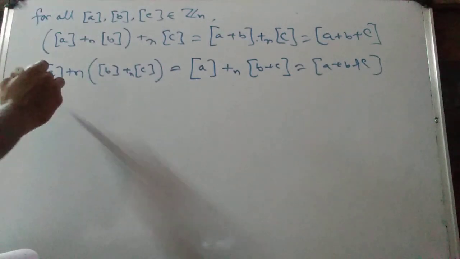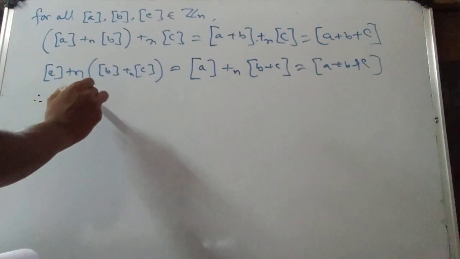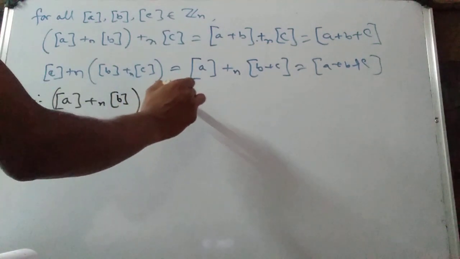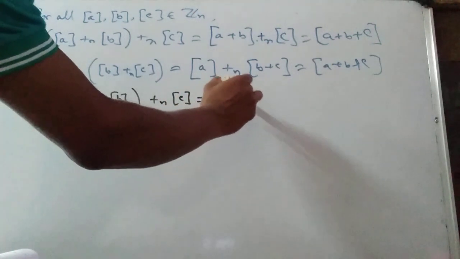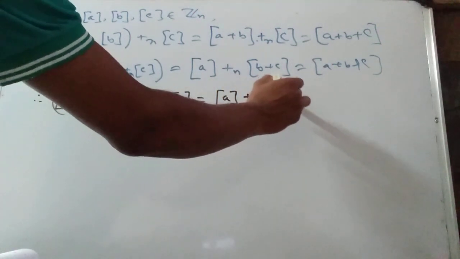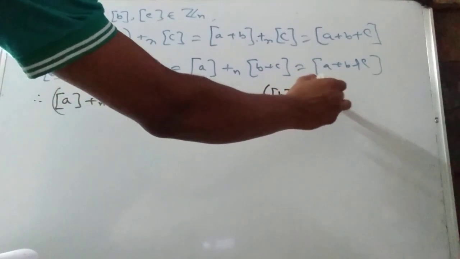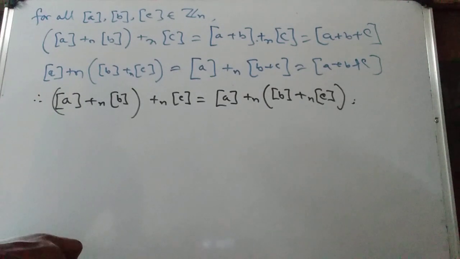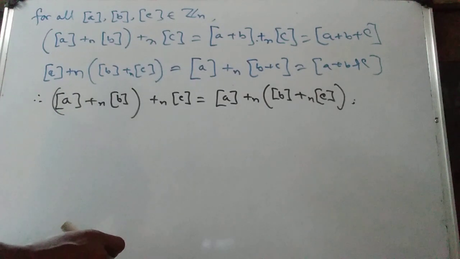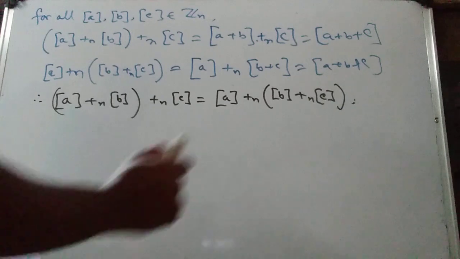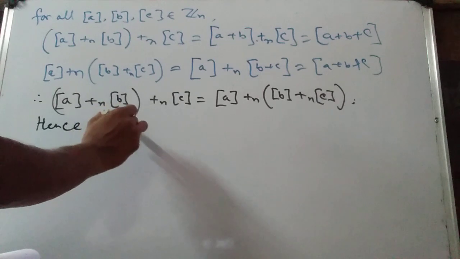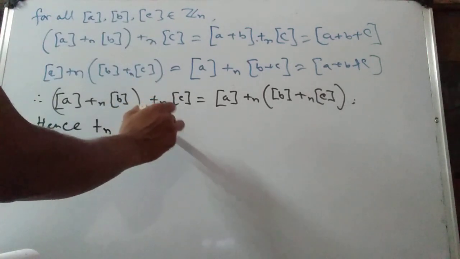Then we find that class A plus modulo n class B plus modulo n class C equals class A plus modulo n class B plus modulo n class C, for all A, B, C belonging to Zn. We write it in this way. Then hence, addition with respect to modulo n is associative.